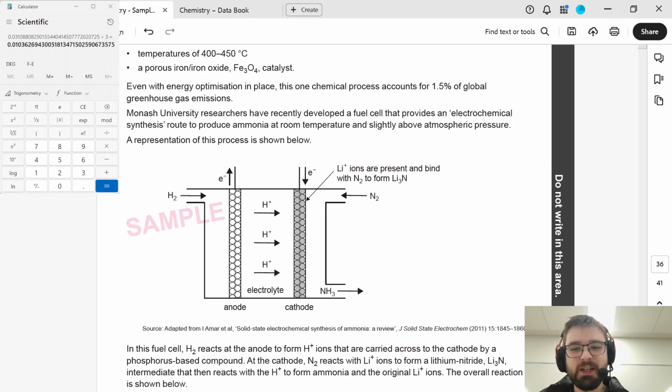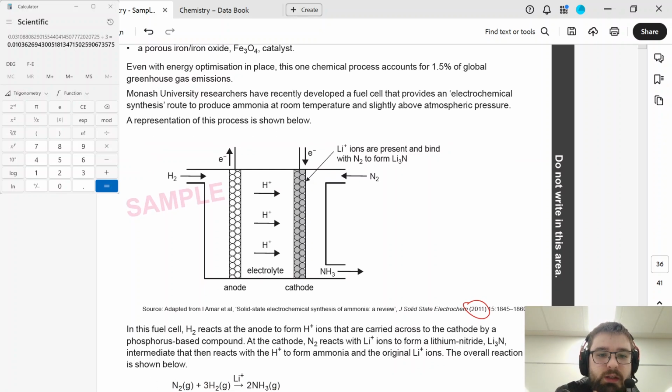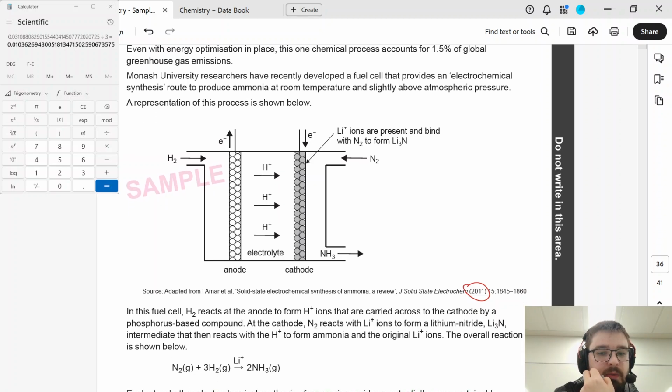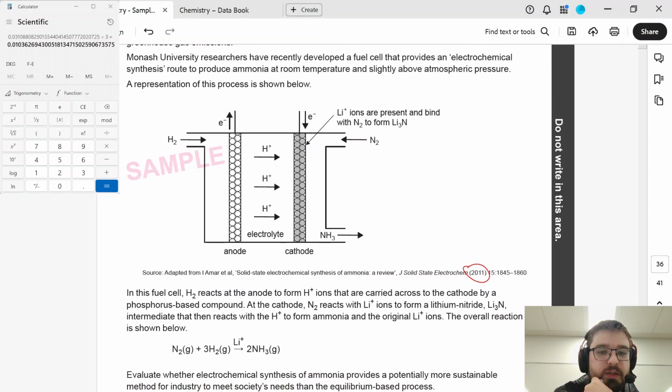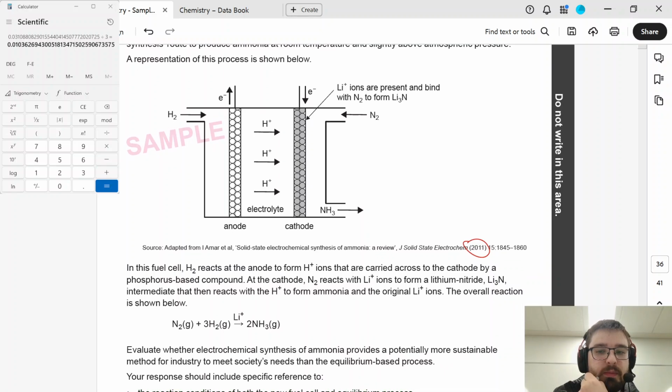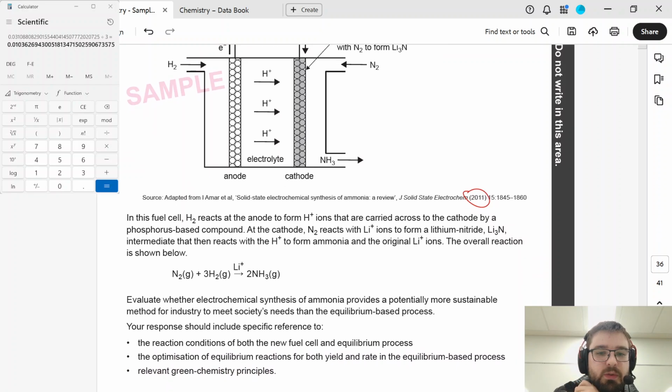They say recently. This is published in 2011. In this fuel cell, hydrogen reacts at the anode to form H plus ions that are carried across to the cathode by a phosphorus-based compound. At the cathode, nitrogen reacts with lithium ions to form a lithium nitride. The intermediate then reacts with the hydrogen H plus to form ammonia and the original lithium ions. The overall reaction is shown below. Evaluate whether electrochemical synthesis of ammonia provides a potentially more sustainable method for industry to meet society's needs than the equilibrium-based process.